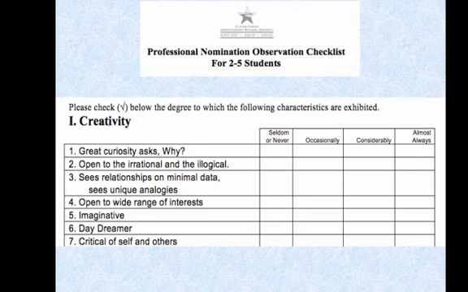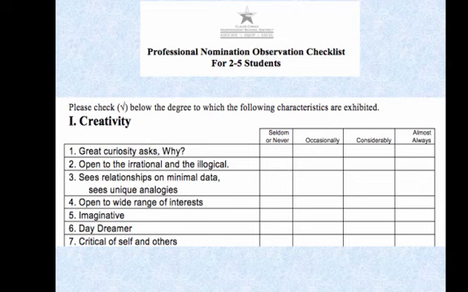In the next 4 slides, we will look at the CCISD rating scale. This scale attempts to address various ways of being gifted, as well as the typical characteristics associated with giftedness.